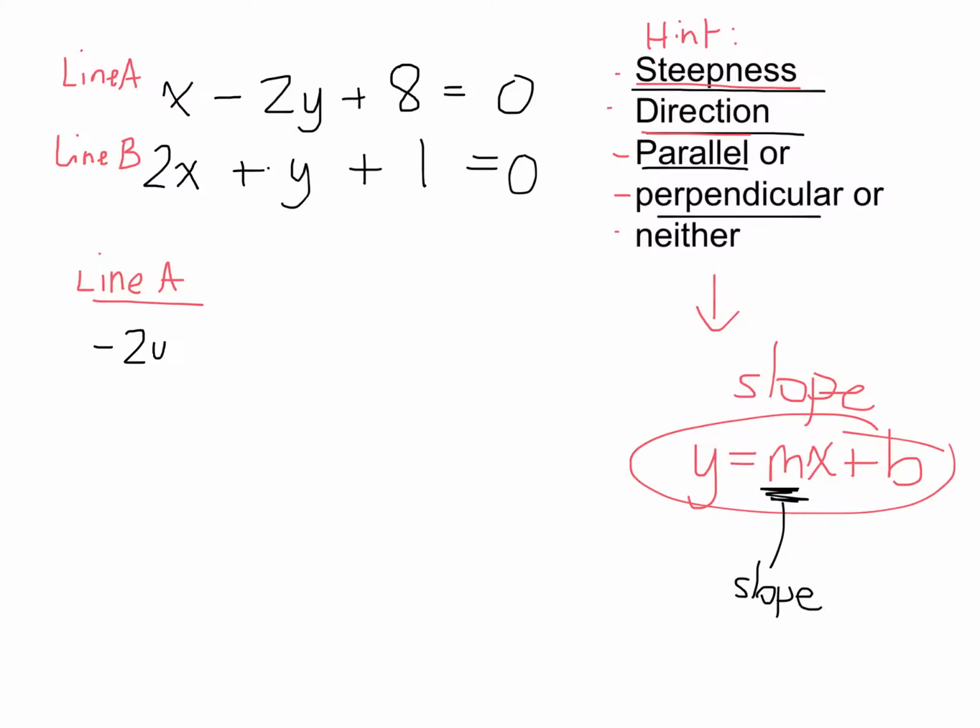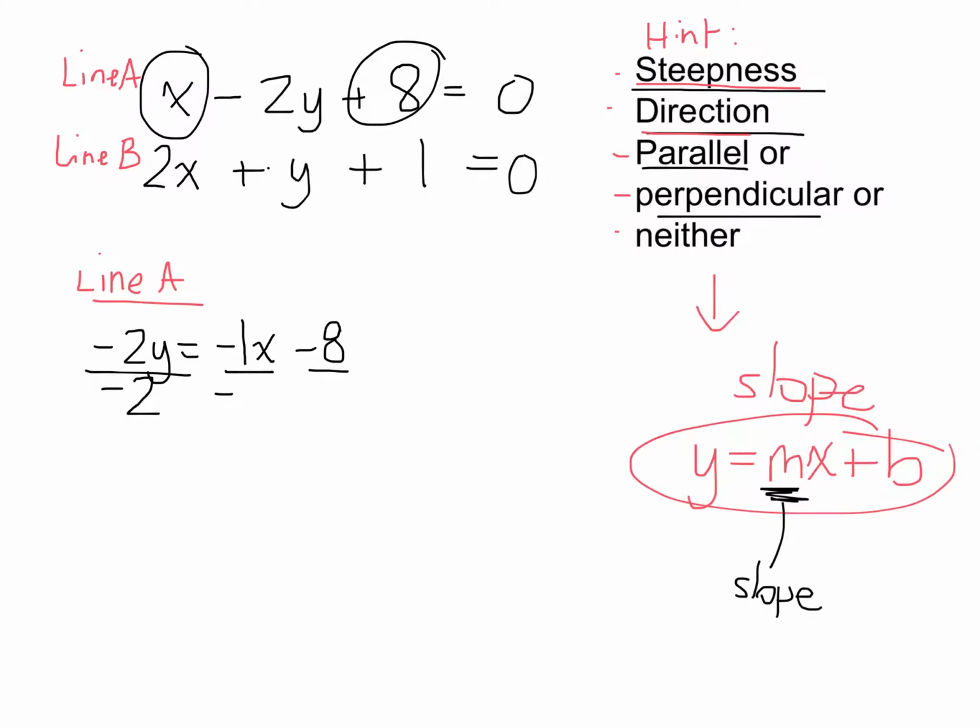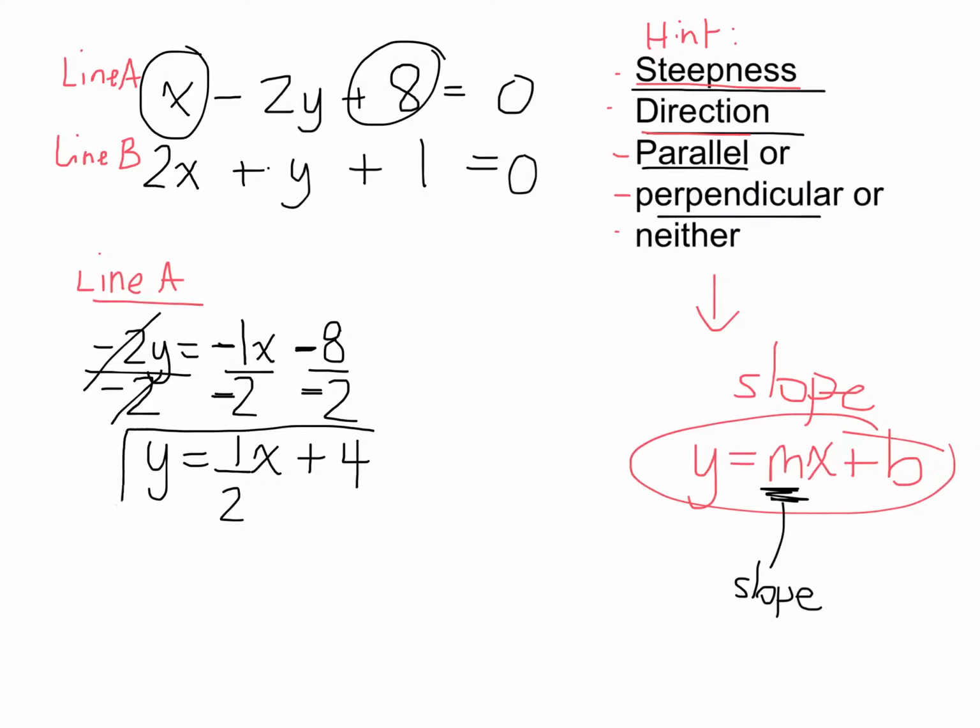We're isolating y. 2y equals negative 1x minus 8. The positive x and the positive 8 become negative and negative. What do I do to isolate y? Divide everything by negative 2. Y is equal to, what's a negative divided by a negative? Positive. So 1 over 2 x, and a negative divided by a negative. Raise your hand if this is what you got for line A written in slope-intercept form. Good.